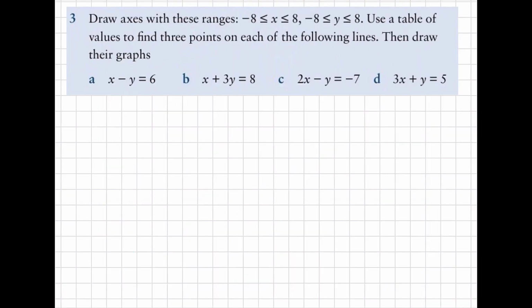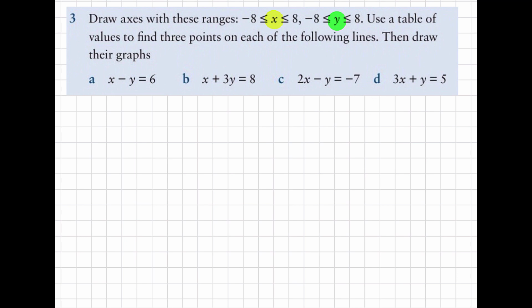Okay, here's question number 3, and it says to draw some axes using these ranges, and I can see that there is an X range and a Y range. So if there's an X and a Y, it means we're drawing a Cartesian plane. So how do you read this?